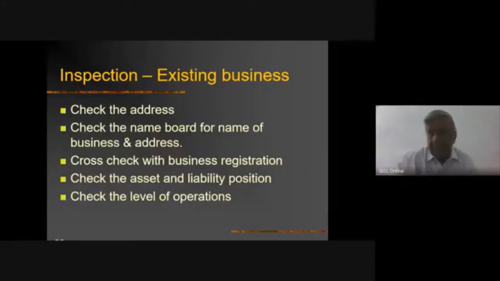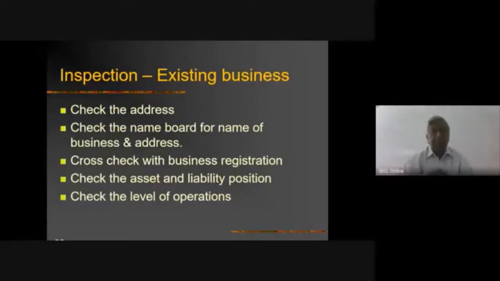Cross-check with the business registration, in which the same name and address are mentioned. Check that. Check the asset and liability position.